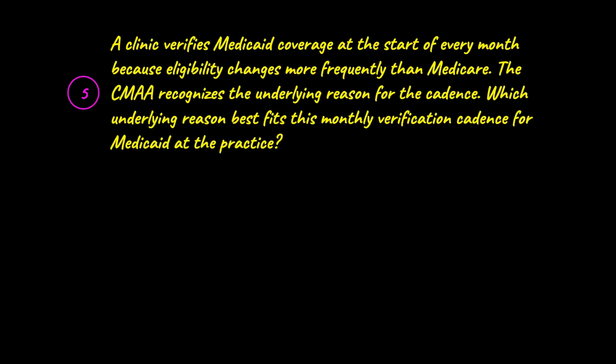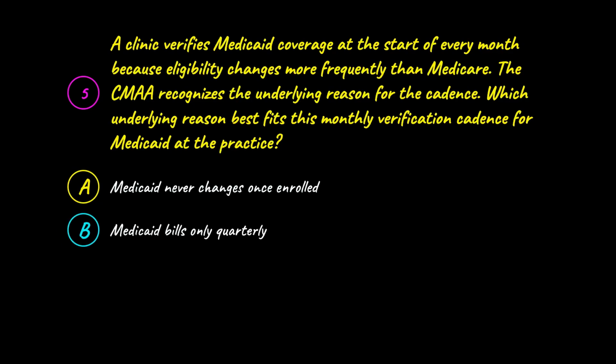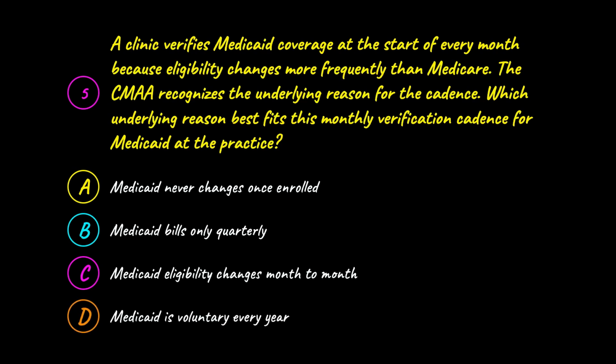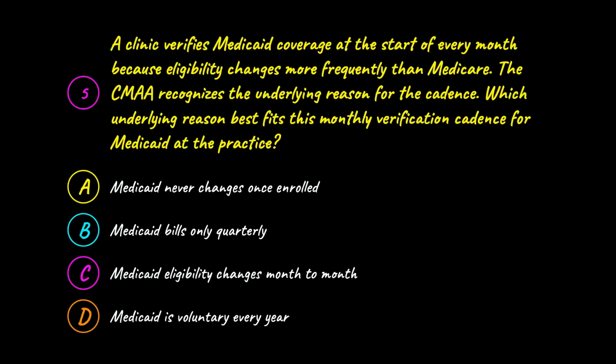Your options are: A. Medicaid never changes once enrolled. B. Medicaid bills only quarterly. C. Medicaid eligibility changes month to month. D. Medicaid is voluntary every year. Pick one. Trust your gut. Here's your chance to test yourself.